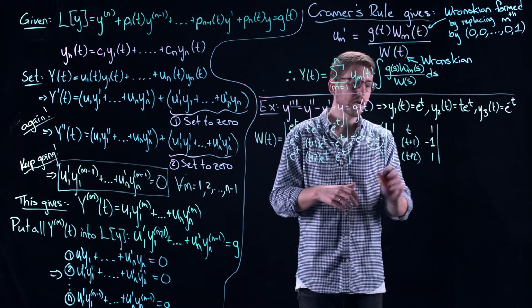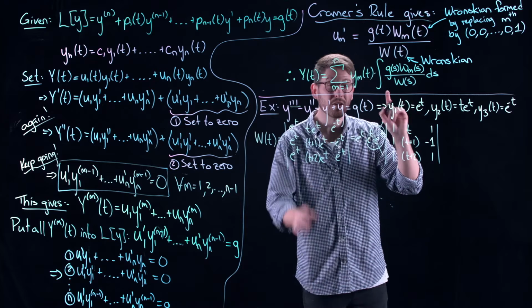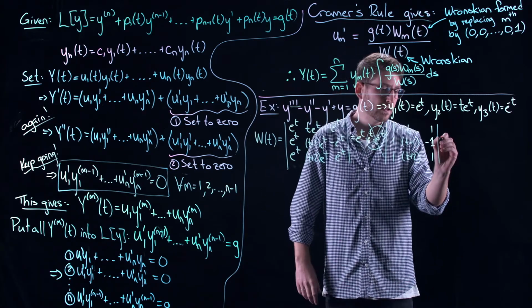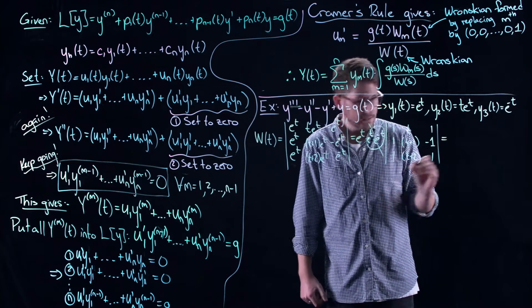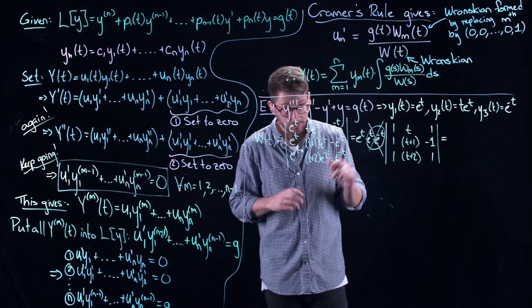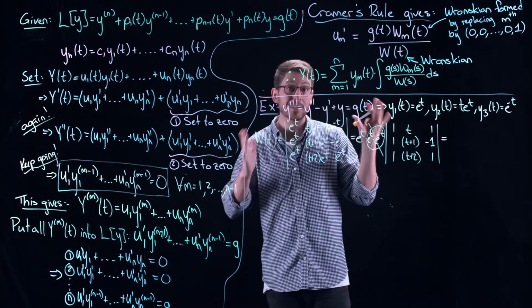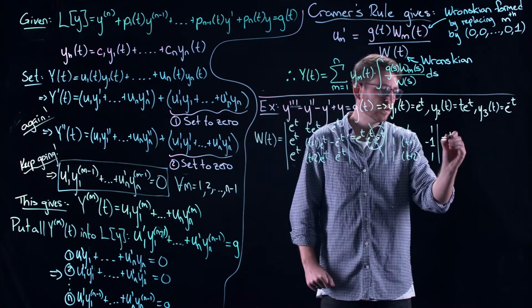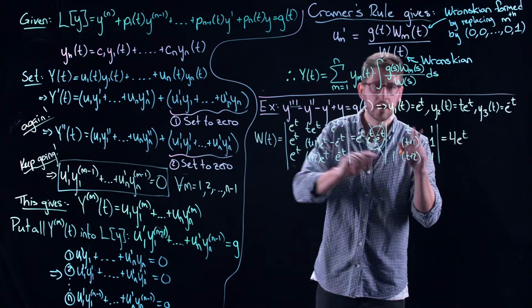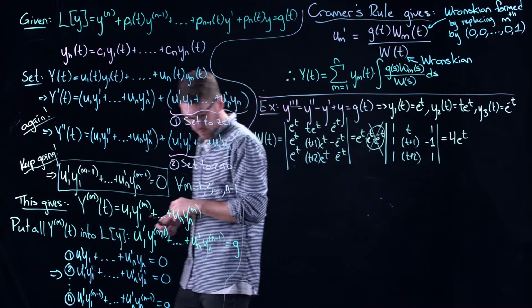And I'm going to leave you to have a little bit of fun here. Maybe you might have to refresh yourself on how to compute determinants. But nonetheless, you can very easily identify that the determinant of this thing is equal to 4. It's interesting, it's independent of t. And so I get 4 times e to the t. Go ahead and try that. Pause the video, see what you can get.